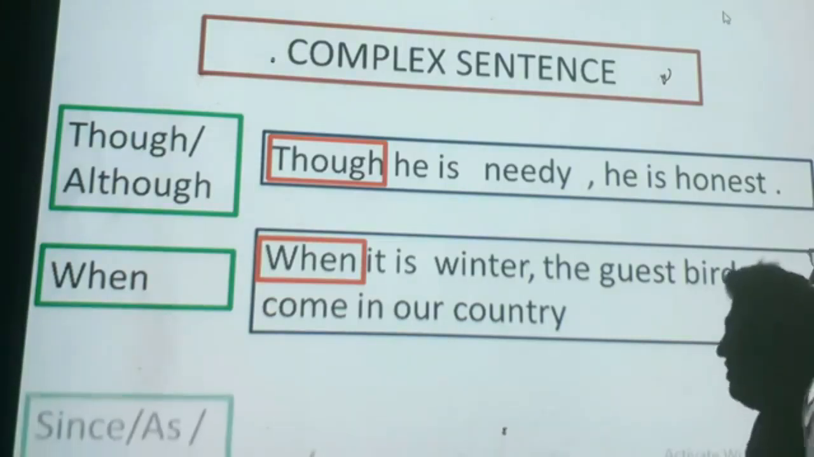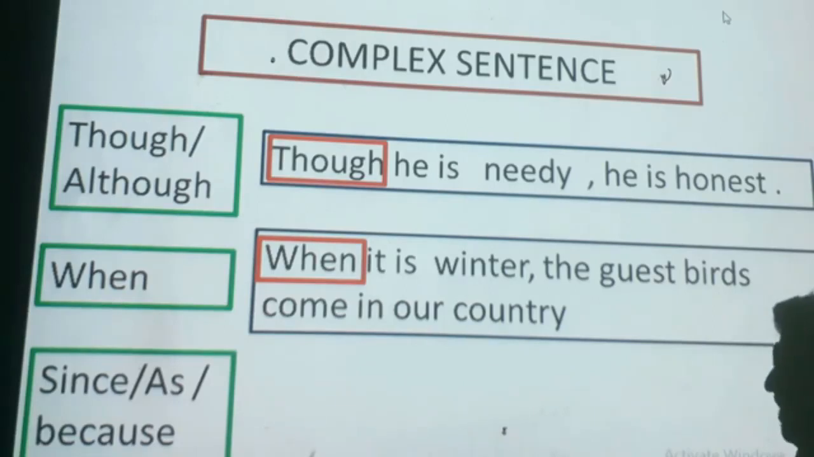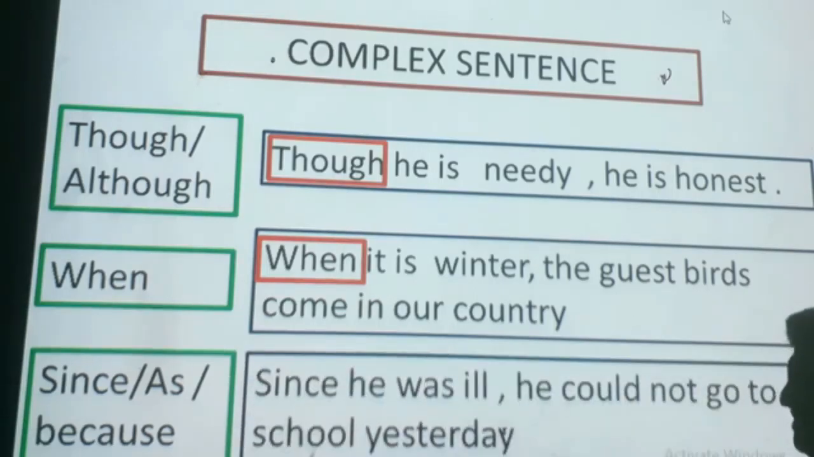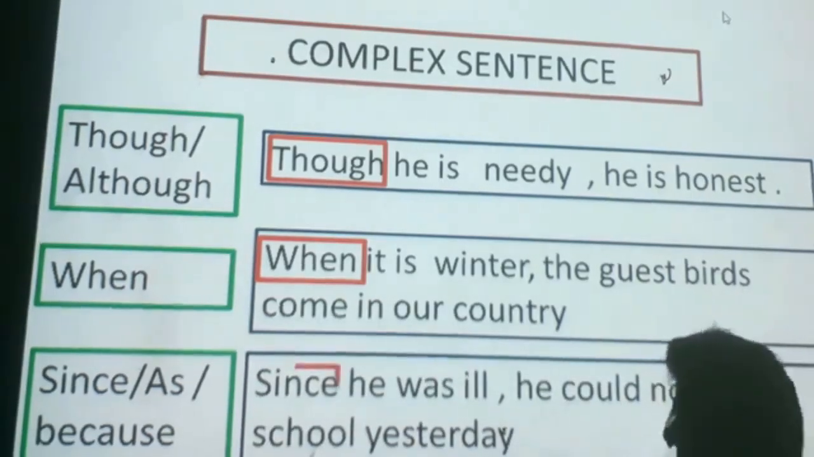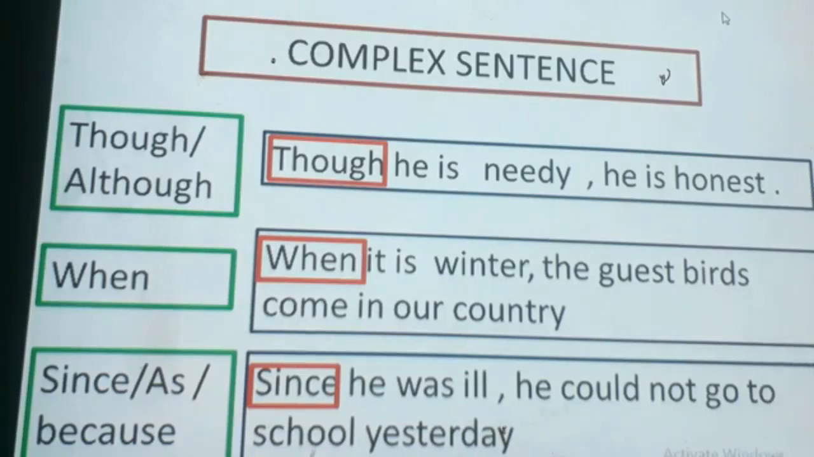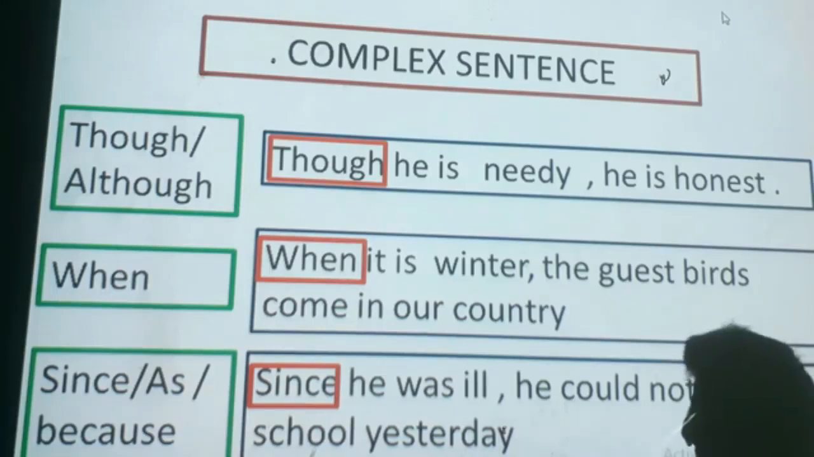Next, since or as or because. When you see one of them, then you will think this sentence is a complex sentence. Look, since he was ill, he could not go to school yesterday. This sentence is a complex sentence. I think you have already understood.